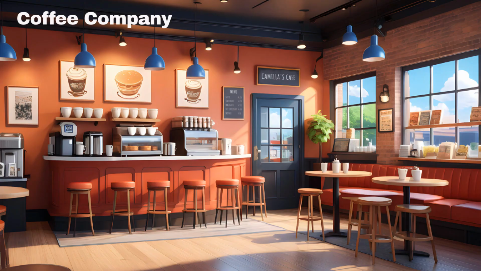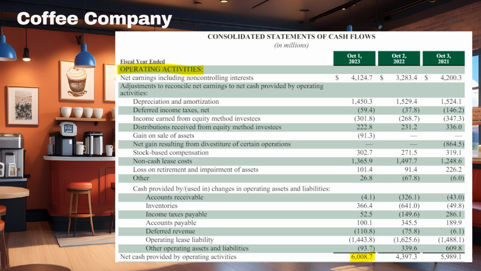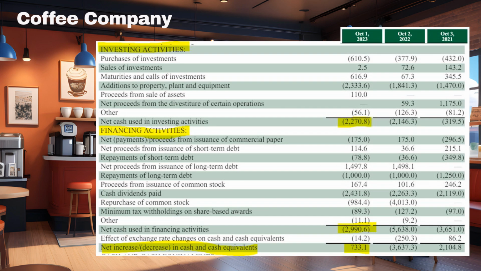Let's discuss one more example of one of the world's biggest coffee company. In FY23, the company has reported in 10K net cash from operating activities $6 billion. Net cash from investing activities minus $2.2 billion. Net cash from financing activities minus $2.9 billion. So, the net increase in cash was $733 million.